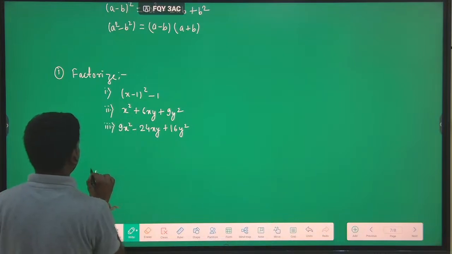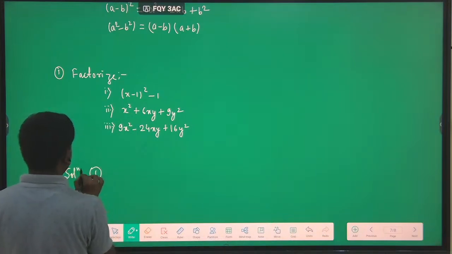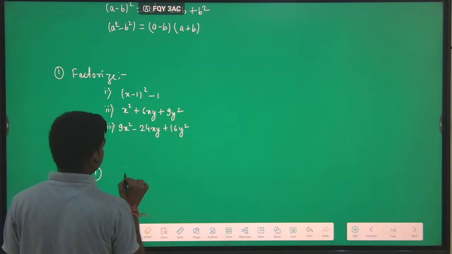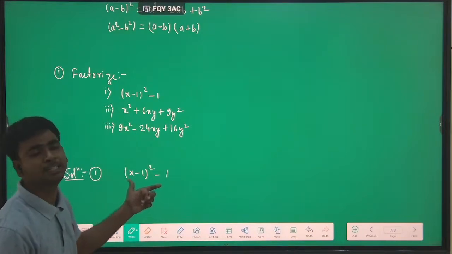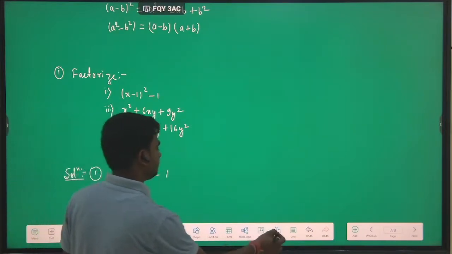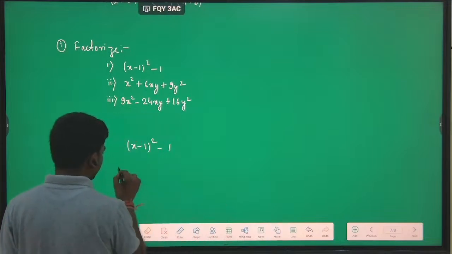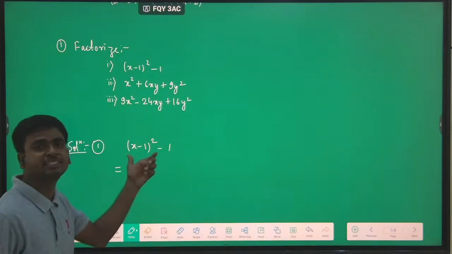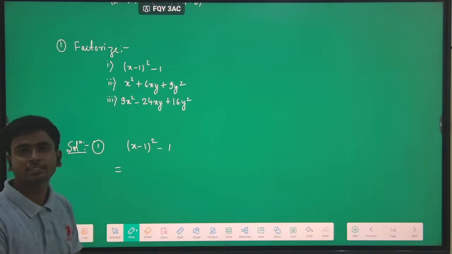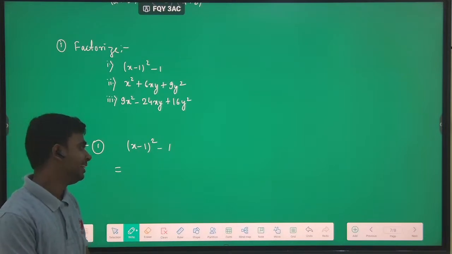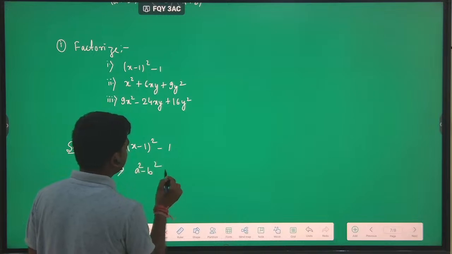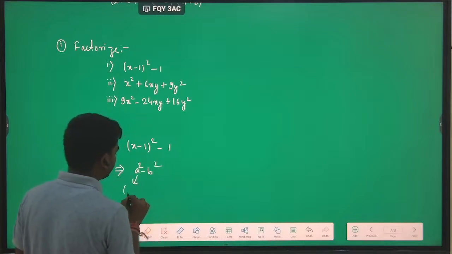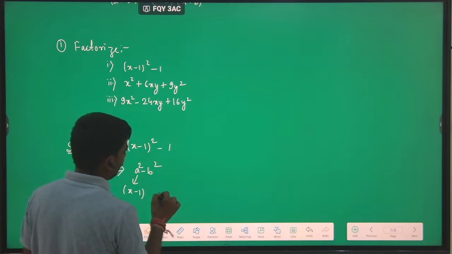So let us write our algebraic expression. It is x minus 1 to the power 2 minus 1. Do you know which formula or identity can be utilized here? Yes, it is of the form a square minus b square, where a is our x minus 1 and our b is 1.